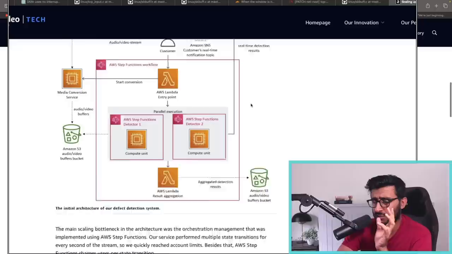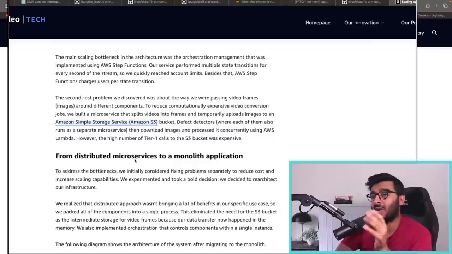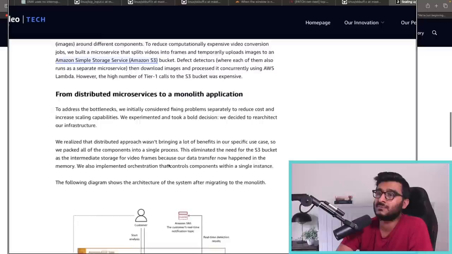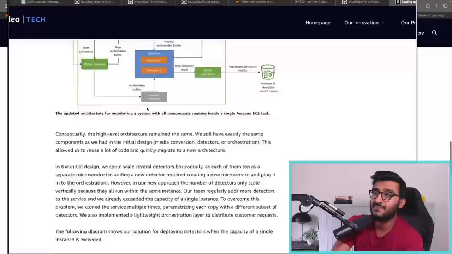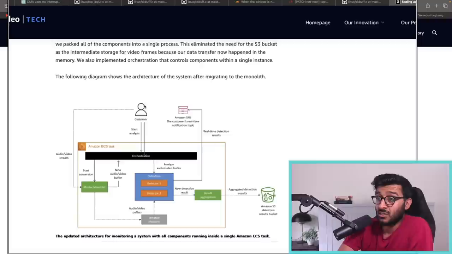But okay. They said, okay, microservice is bad. Just bleh. Mom, give me monolith, please. Give me beautiful monolith. So to address the bottleneck, they said, all right, let's fix everything. They made the bold decision to re-architect. Everything is the same, it's just they put everything in a single process. So they're still talking to this orchestration layer, which I still think is unnecessary, to be honest. But they have this orchestration.